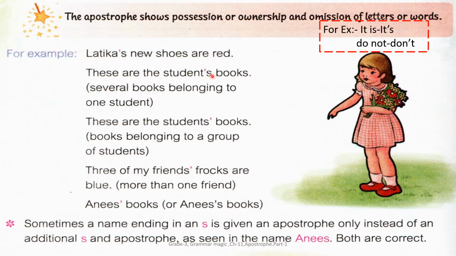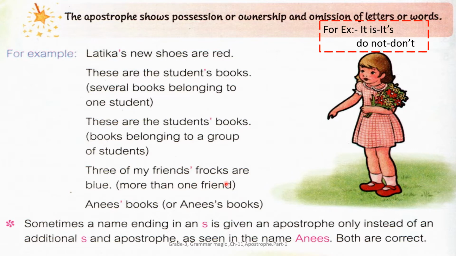These are the student's books. So student is only one, so the books belong to one student. These are the students' books. So children, can you see here students is written. Here student apostrophe s is a singular word, and here students with apostrophe after it, the word is plural. So students are many. So the books belong to a group of students.